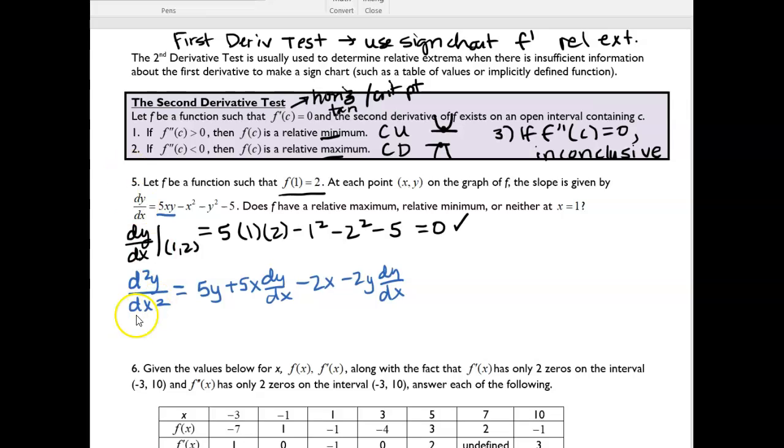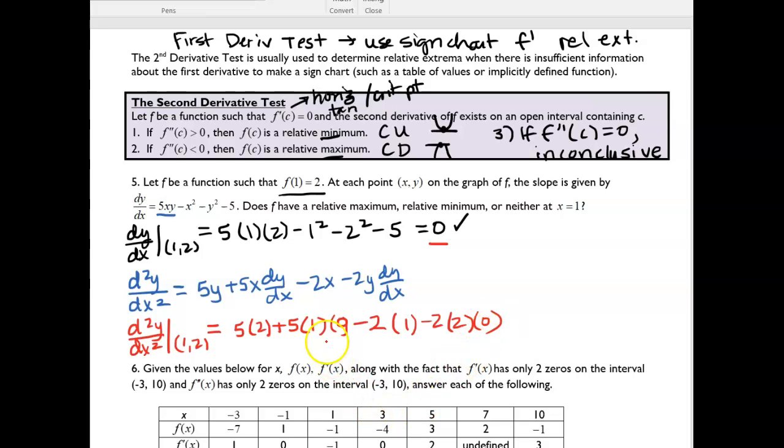Now I'm going to plug in. So I found my second derivative, and now I'm plugging in the same point, 1, 2. So 5 times 2 plus 5 times 1 times dy dx. That might confuse you, but dy dx was 0 at this point. So I'm just going to plug in 0 for that dy dx. Minus 2 times 1 minus 2 times 0. So these parts cancel out, that's times a 0 there. It looks like a 9 but it's a 0. That's a 0. So we have 10 minus 2. That gives us 8.